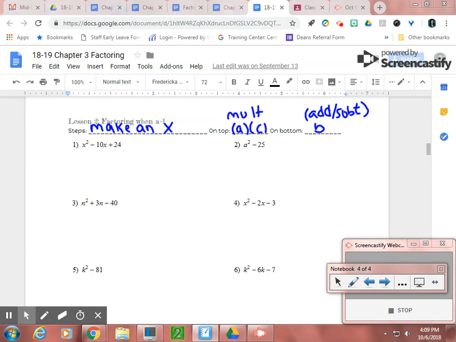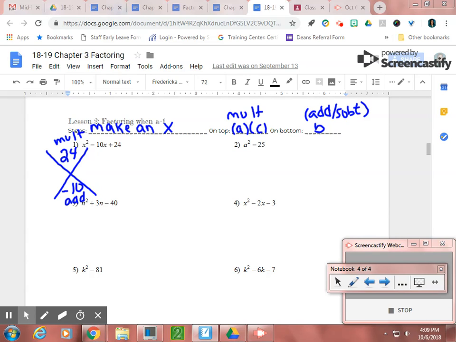So this is kind of like a puzzle. It's kind of fun. So when you look at this, you're making your x. A times c in this case is 1 times 24, so it has to multiply to 24. Then on the bottom is negative 10, so it has to add to negative 10.